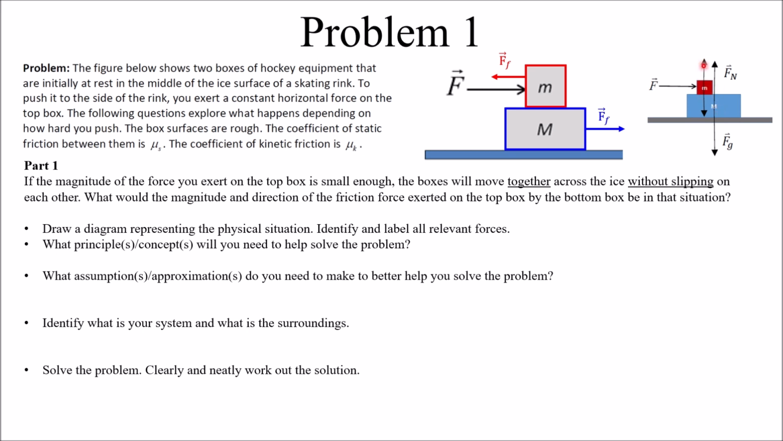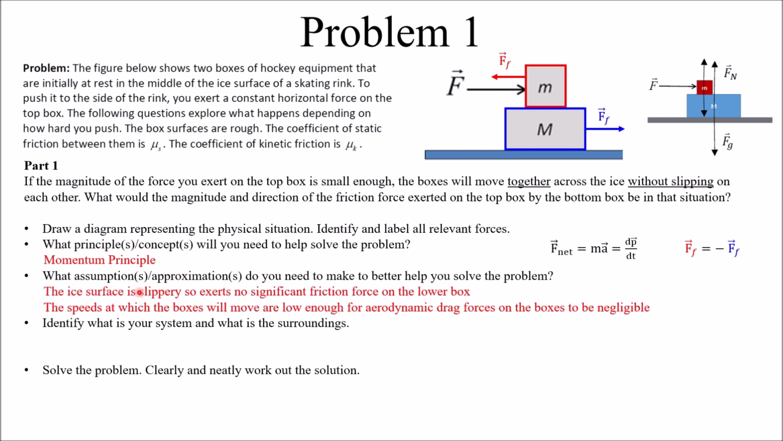We're mainly concerned with the normal force on this box, which is basically just equal to little mg, the gravity acting down. And the applied force is only on the top box. And so we're going to use the momentum principle, the idea of net force. We're going to assume that there's no significant frictional force on the lower box between that and the ice. And we're going to assume that we don't need to consider aerodynamic drag. And we're definitely not going to consider relativistic effects.